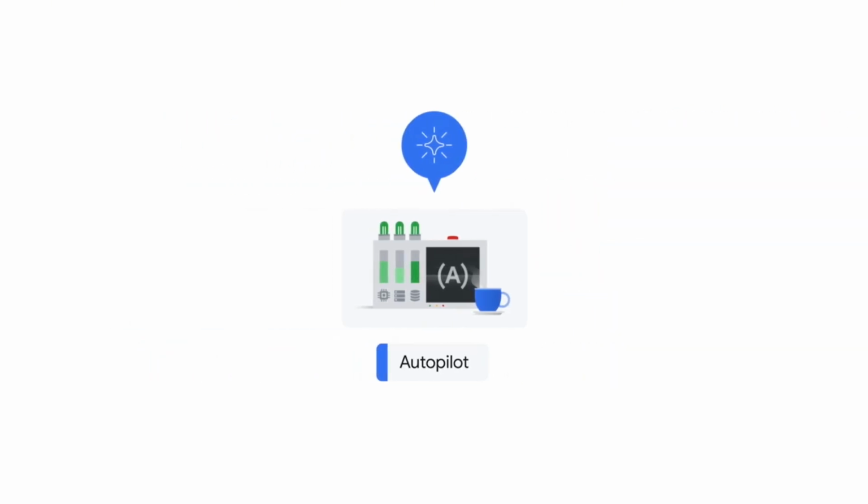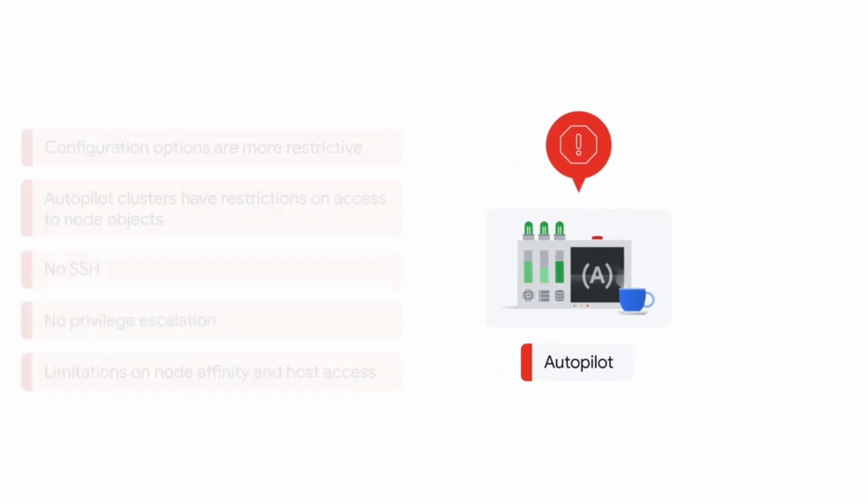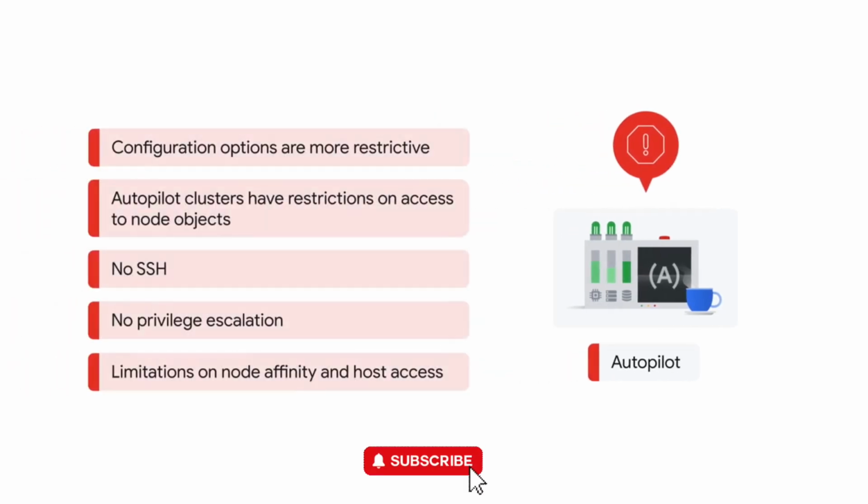Now that you've seen many of the autopilot mode benefits, let's look at some restrictions presented with this operation mode. The configuration options in GKE Autopilot are more restrictive than in GKE Standard. This is because GKE Autopilot is a fully managed service and has a pod scheduling service level agreement. Autopilot clusters also have restrictions on access to node objects. Features like SSH and privilege escalation were removed, and there are limitations on node affinity and host access.